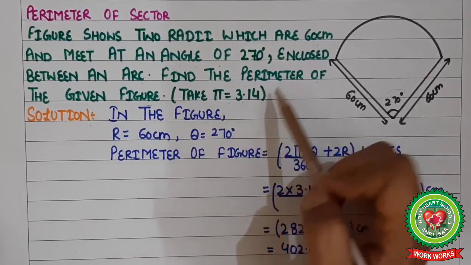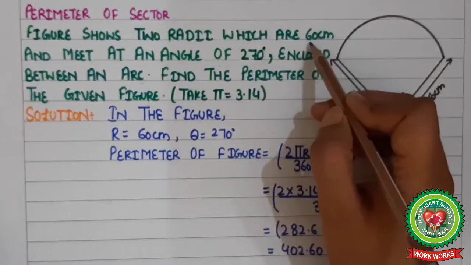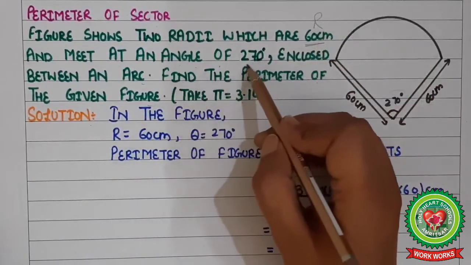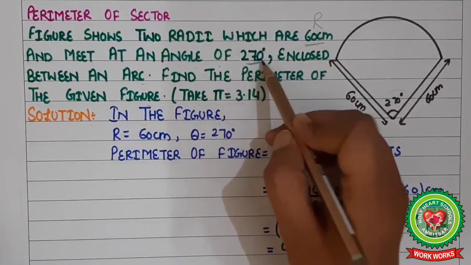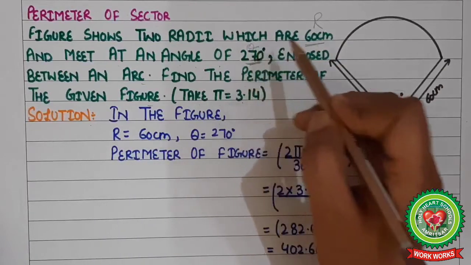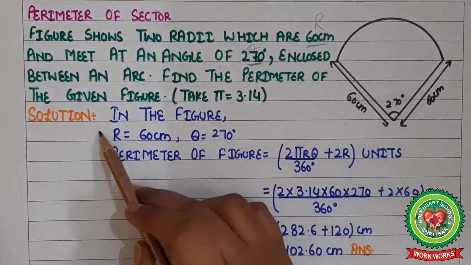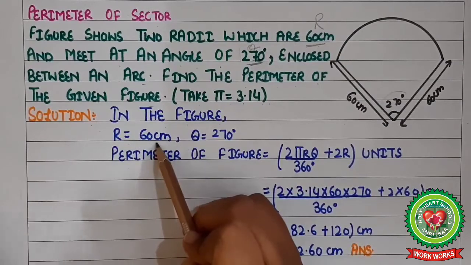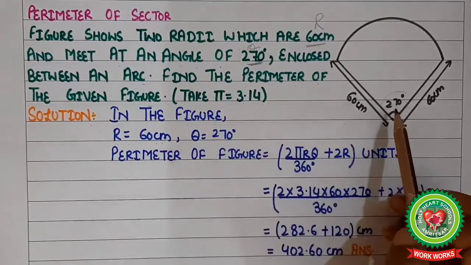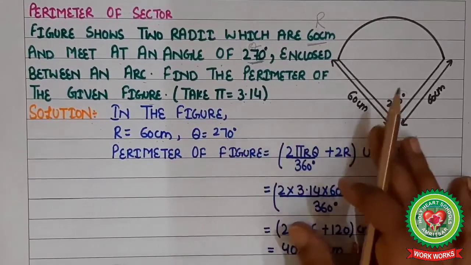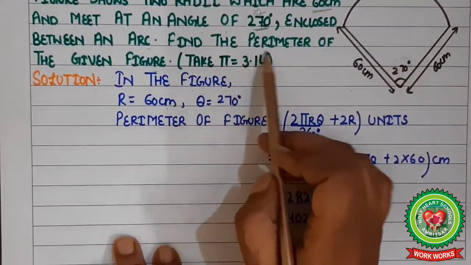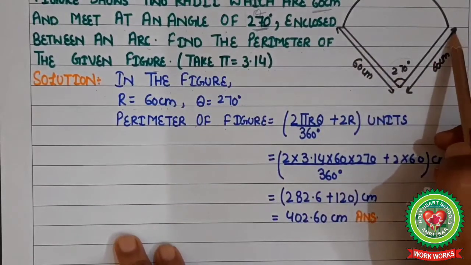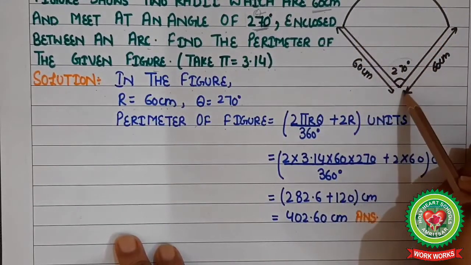So children, see what is given to us. This is the value of radii, means this is r, and make an angle of 270 degree, means this is the value of theta. Now we will start with the solution. Solution is, in the figure radius equals to 60 centimeter and theta equals to 270 degree. Now we need to find the perimeter of the given figure. So as from the figure we can see that it is the shape of a sector.